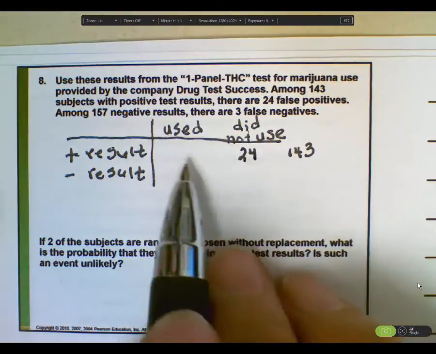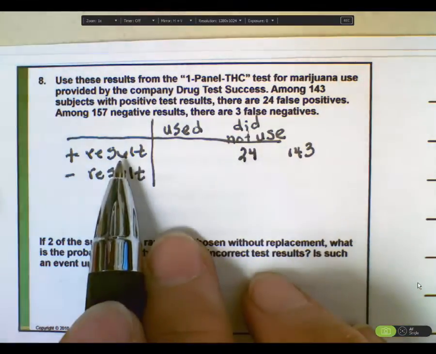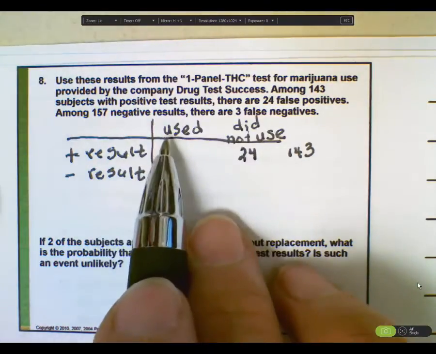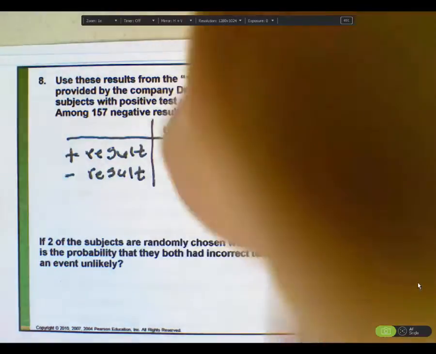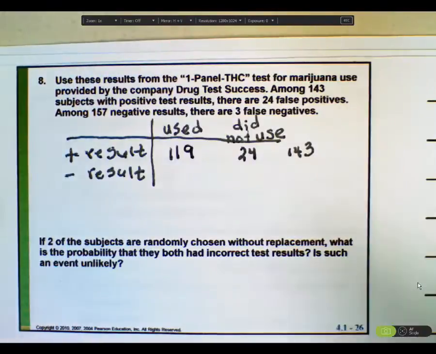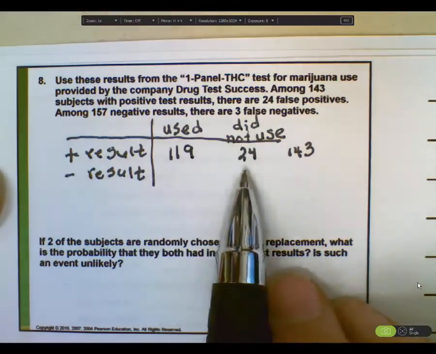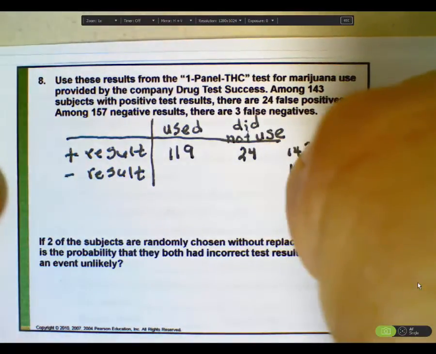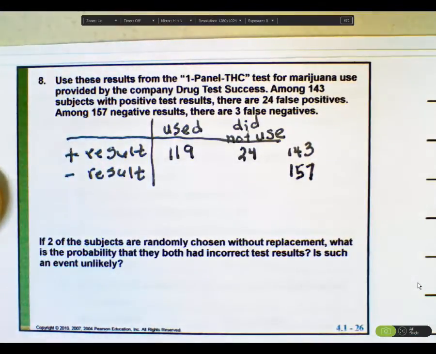And I can subtract to get the number of people who received true positive results. They got positive results and they were using. That would be 119 people, because 119 plus that 24 would add up to the total 143 positive results. There were a total of 157 negative results, and 3 of those were false negative. False negative means that they tested negative, but they actually were using.